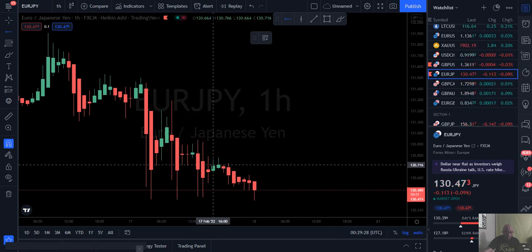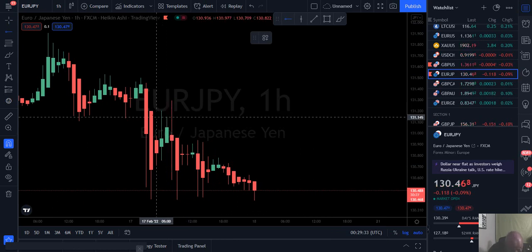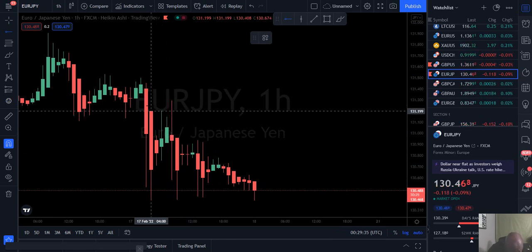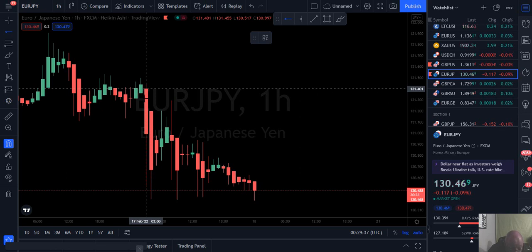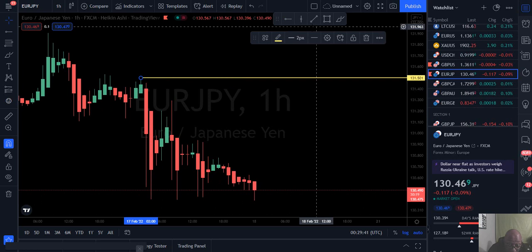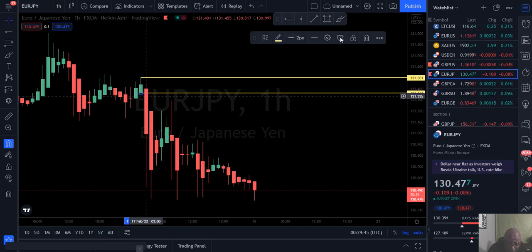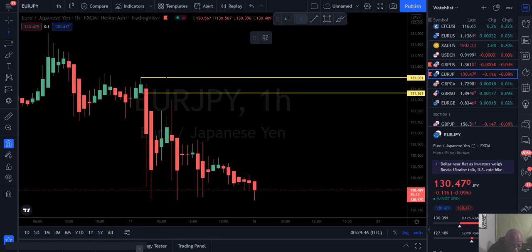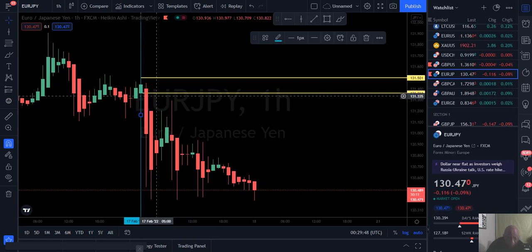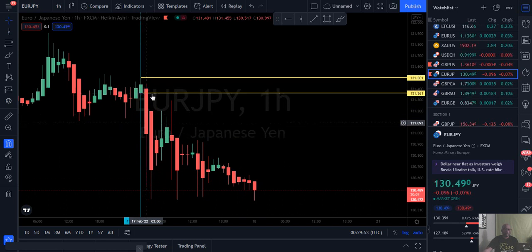Okay, we get the horizontal ray. We go back and find the 2 o'clock candle. There's your 2 o'clock candle, another nice small one. And then we box it in. And check that out. This closed outside.